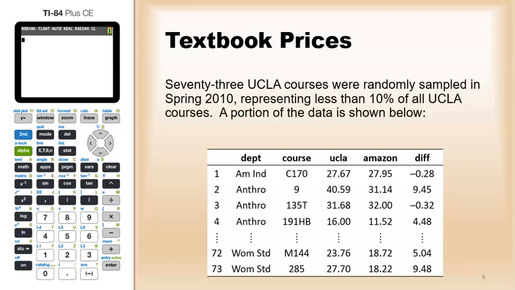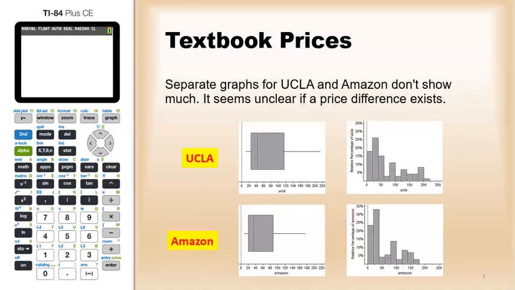Looking at it, it's hard to tell if there's a real difference between those two stores so far, and separate graphs for UCLA and Amazon don't show much either. It seems unclear at surface if there is a price difference. You can see in terms of the box plots, the median is about the same. Maybe UCLA is slightly larger, slightly longer tail, but it's not clear if the averages are truly larger outside the realm of random chance.